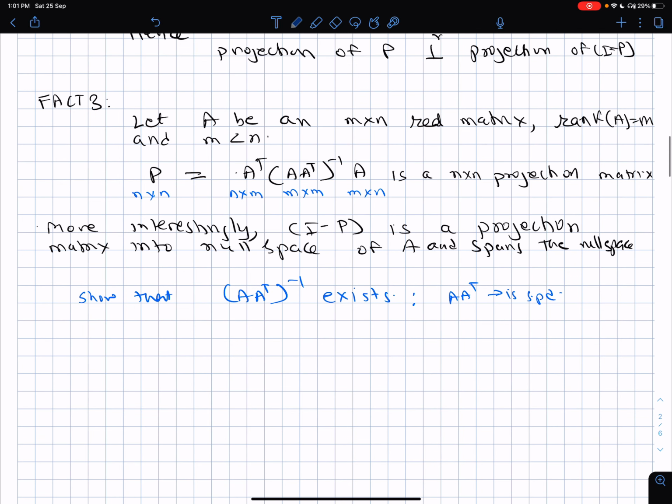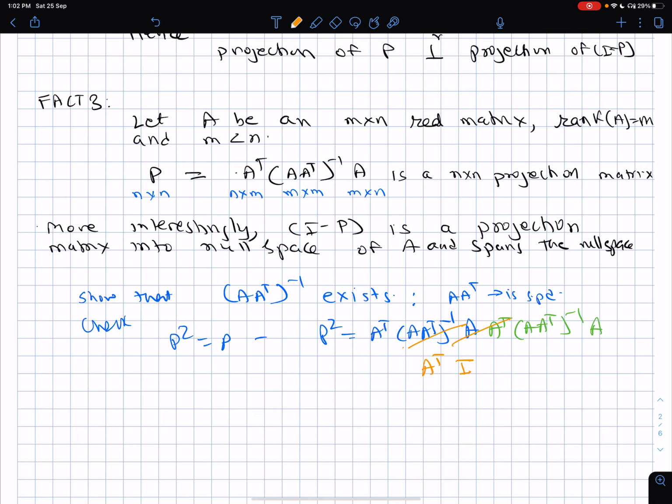Now what else remains? Check whether P square is equal to P. So if you look at P square, it is A transpose A transpose inverse A times A transpose A transpose inverse A. And now if you group this, this inverse goes with this, gets replaced by an identity matrix of appropriate dimension, and then A transpose inverse A, which is nothing but your matrix P. So therefore this shows that P square is equal to P.